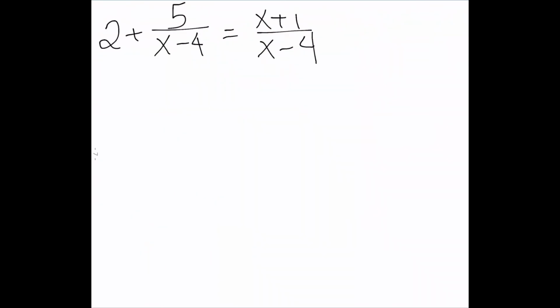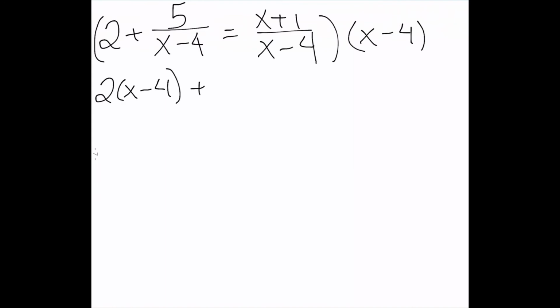Let's look at one more. Once again, I want to multiply by the common denominator, which is x minus 4. My first term is just a 2 times x minus 4. My second one, 5 over x minus 4 times x minus 4. The x minus 4's will cancel, and I'm just left with 5. And with my last term, the x minus 4's cancel, and I'm just left with x plus 1.